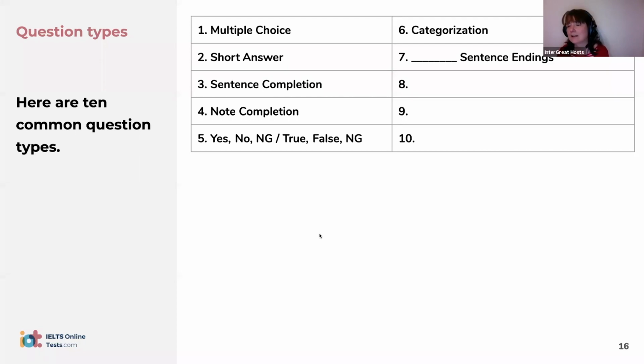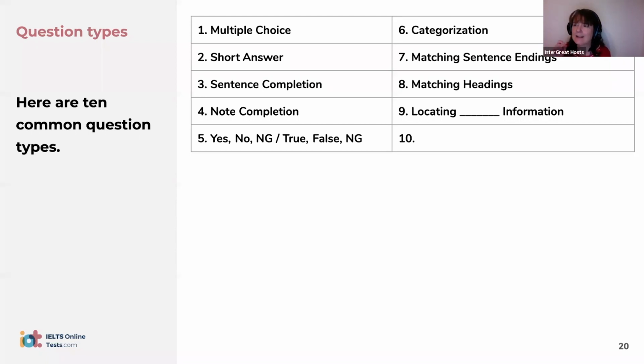Then what's the next one? So we have the beginning of the sentence, we have the end of the sentence. Exactly. So we're matching sentence endings. And then the next one, everybody's favorite, matching headings. Yes, oh, hi, Neo, good to see you again. Hi, Pachu. Okay, matching headings. Then there's one where you have to find which paragraph the information is in. Yes, so we're locating specific information within the passage.